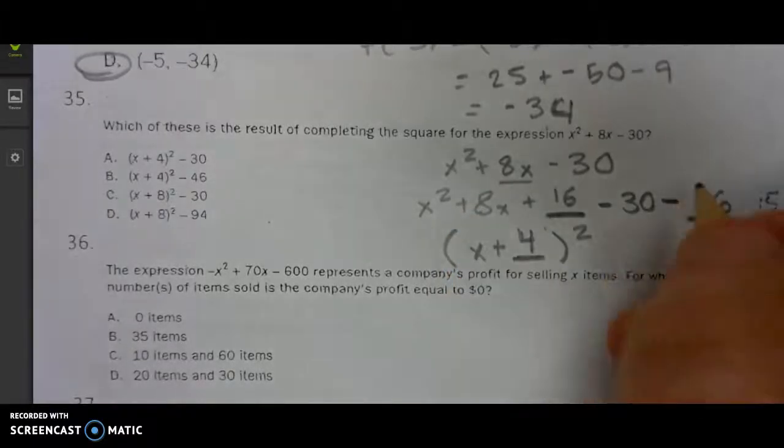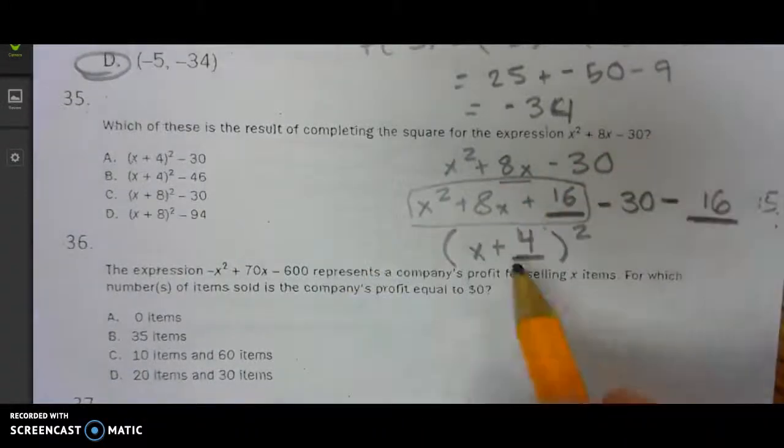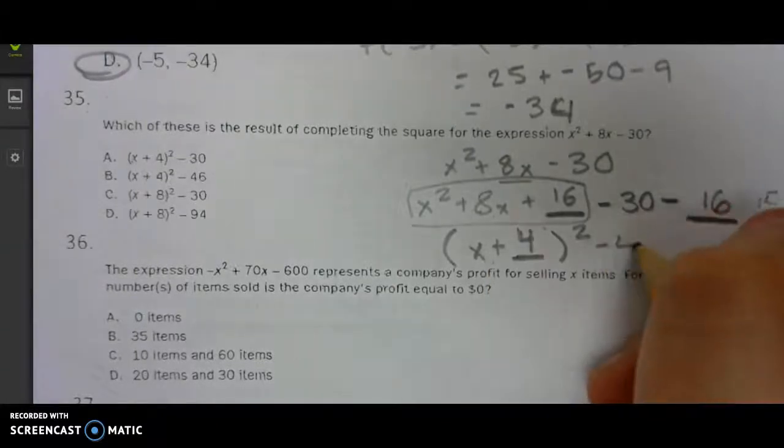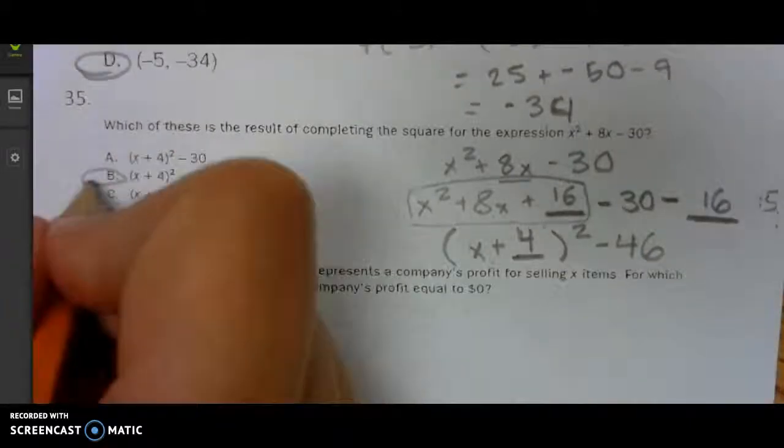And now all I got to do is simplify. So this stuff all sticks together. This is how I got this, and I just need to add these. So negative 30 and negative 16 is going to be negative 46. And that is B.